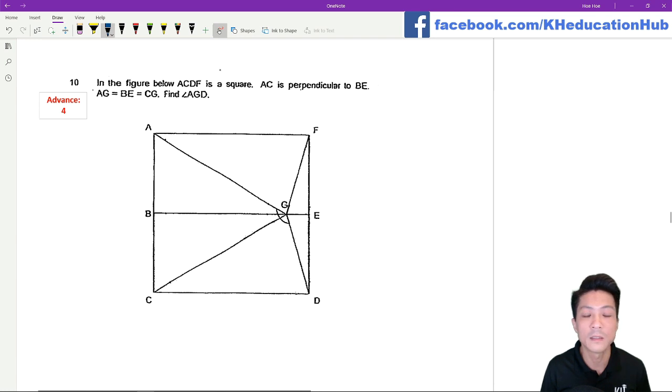Question 10. In the figure below, ABCDEF is a square. AC is perpendicular to BE. AG is equal to BE is equal to CG. Find angle AGD. AGD is this.